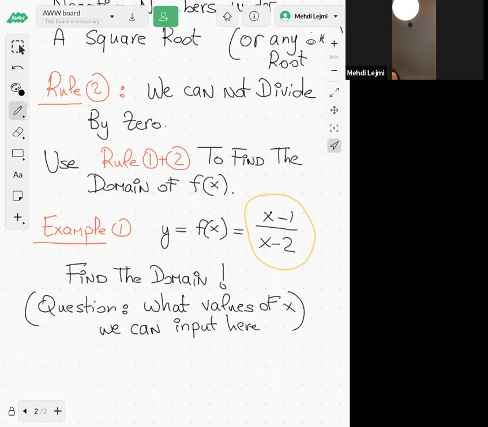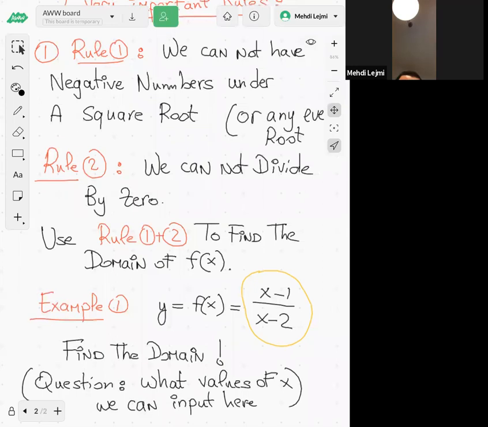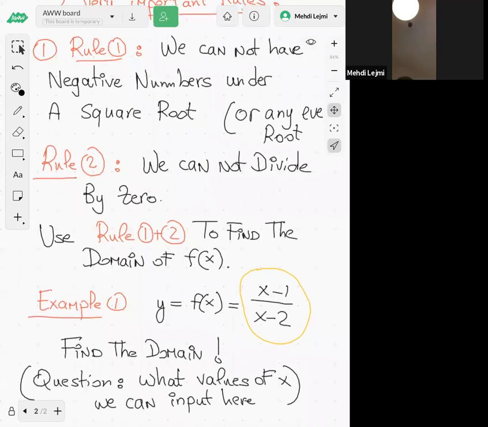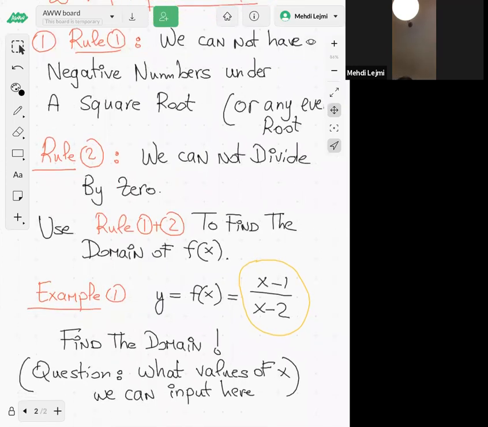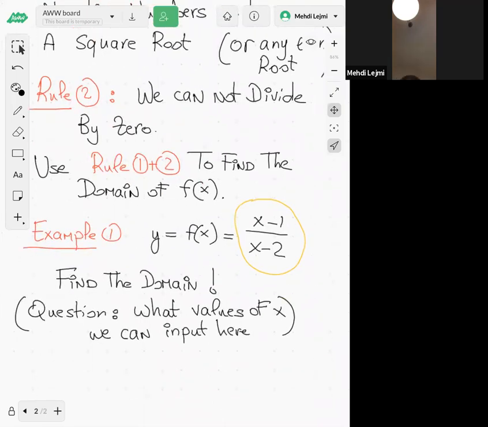All right, so I have this function f, it's x minus 1 over x minus 2, right? Now, as I said, we have these two rules, right? We said there are two things we need to know. We cannot have negative numbers under the square root, and we cannot divide by 0. So when you see such a function f, and you need to find the domain, there are two things you need to do, guys.